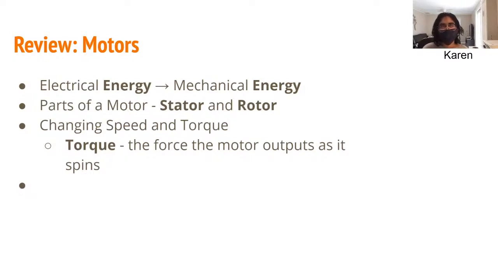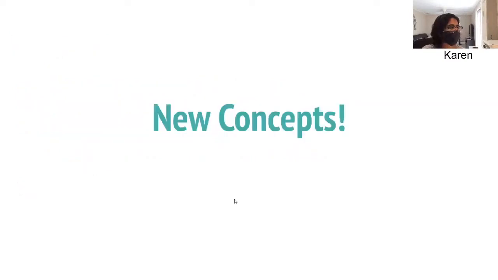We also have ways to change the output of the motor. There are two ways you could measure the output: the speed and the torque. Torque is the force that the motor outputs as it spins, so the rotational force. You can change that, and you can change the speed. Do you remember from last time how you would change the speed of the motor or the torque? Let's start with the speed. Increase voltage. Yeah, you increase voltage to increase speed. And what would you use to change the torque? Increase current. There we go. You increase the current to increase the torque output of the motor.